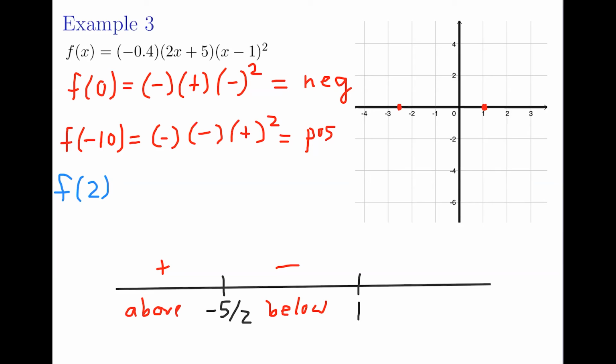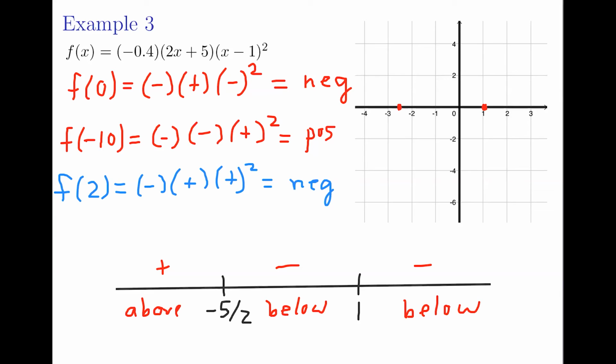What's f of 2? Well, it's equal to negative 0.4 times, now we have 2 times 2 plus 5, that's positive. And then, of course, we have 2 minus 1, that's positive, and we're squaring it. And actually, if you just figure out what this product is, it's pretty clearly going to be negative. And that means that f of x is negative when x is bigger than 1, and our graph is below the x-axis. Now, why didn't it make a difference? Why did the graph not change from below to above?